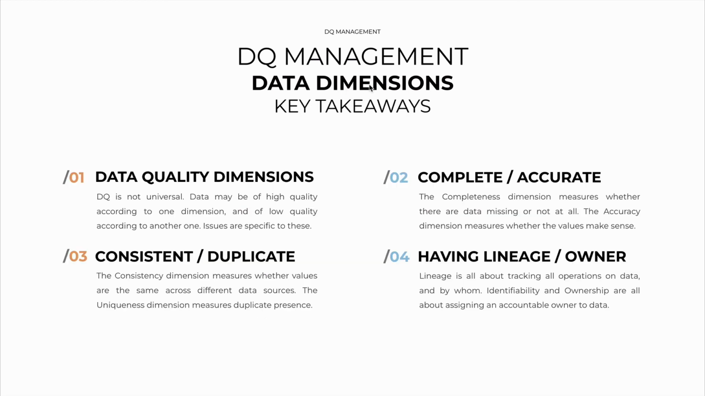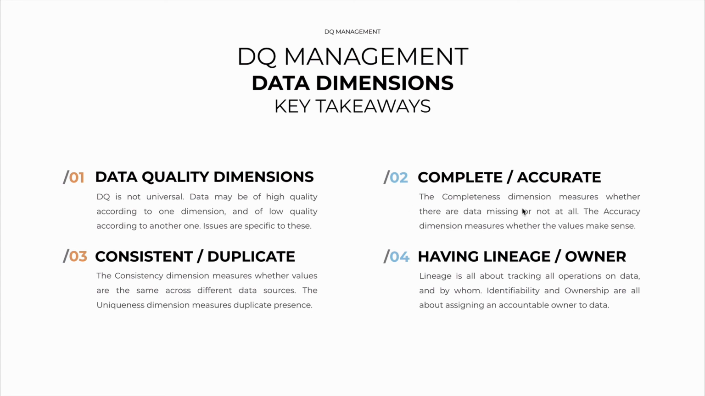What are our key takeaways this time? The first is that there are multiple data quality dimensions. Data quality is not universal, so data may be of high quality according to one dimension and of low quality according to another one. Each data issue is specific to one dimension in particular, and the data profiling and remediation are done for that dimension and only that one.